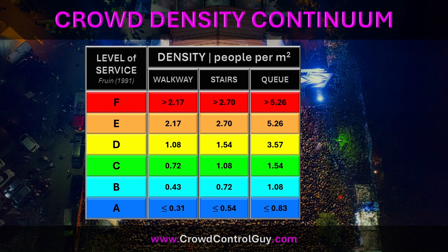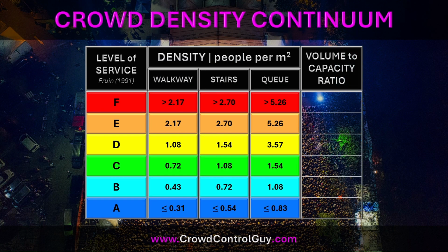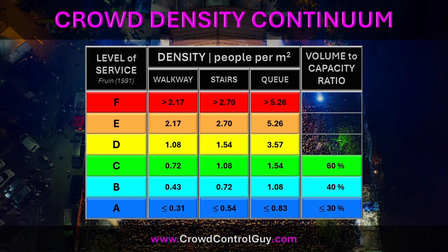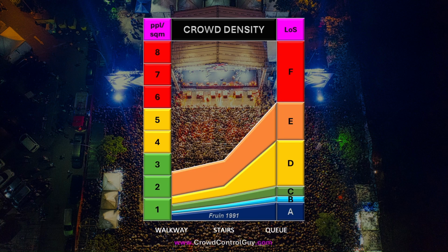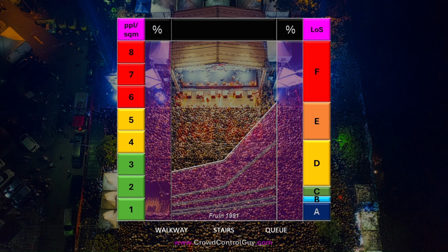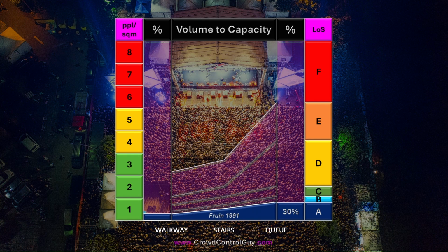Something not often used in crowd management is Fruin's volume to capacity ratio. In simple terms, this shows the capacity as a percentage per 100 square meters of the available area. That is, the volume. When you reach Fruin's level of service F, then your event is basically full. Anything over this capacity increases the density to levels that are dangerous. To extrapolate this further, I'm going to expand my visual crowd density continuum to include Fruin's volume to capacity ratio. Here it is, in action.